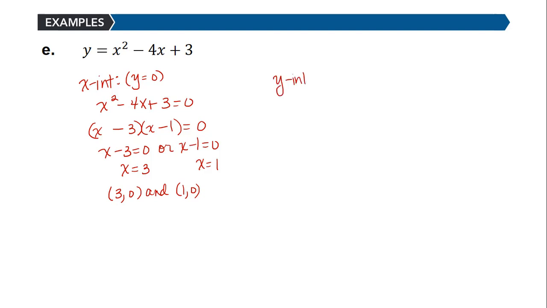And then the y-intercept is found by letting x equal 0. So y would be equal to 0 squared minus 4 times 0 plus 3, which is just 0 plus 3, or 3. Therefore, the y-intercept is the ordered pair (0, 3).